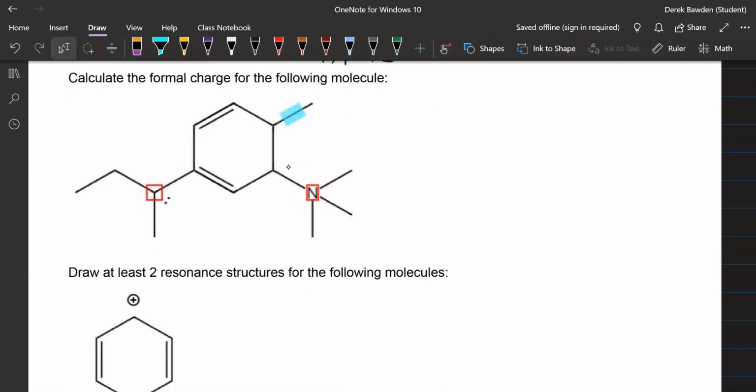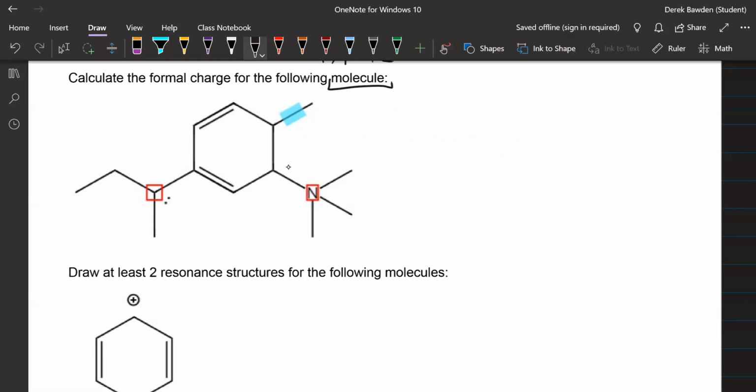We're going to calculate the formal charge for the following molecule. Okay, a little key there. It's pretty obvious to tell where we need to add formal charges here because they're boxed in red. I apologize. I use the same drawing tools you guys do for your homework, so I'm limited to that. I couldn't make it less obvious for where the charges needed to go.